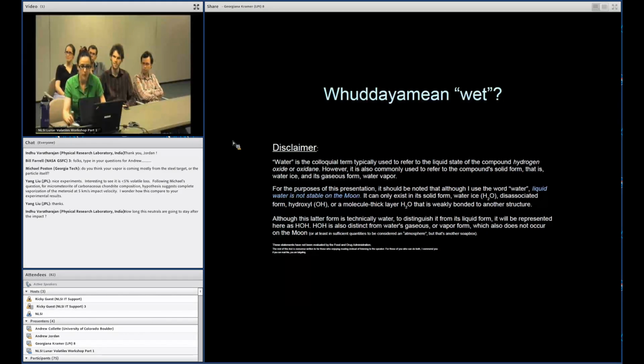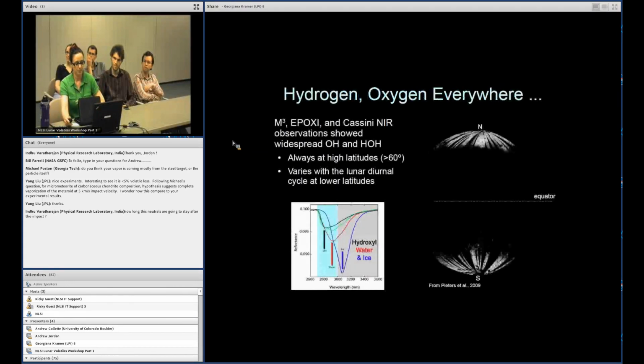It can only exist in its solid form, water ice, dissociated form, hydroxyl, or a molecule-thick layer of water that is weakly bonded to another structure. And although this latter form is technically water, to distinguish it from its liquid form, it will be represented here as HOH, not H2O. And this is so that it is distinct from its gaseous or vapor form, which also does not really occur on the moon, at least as we know it here on Earth.